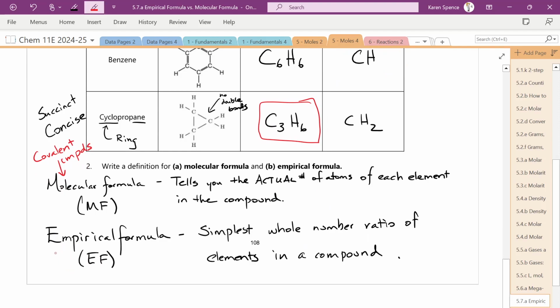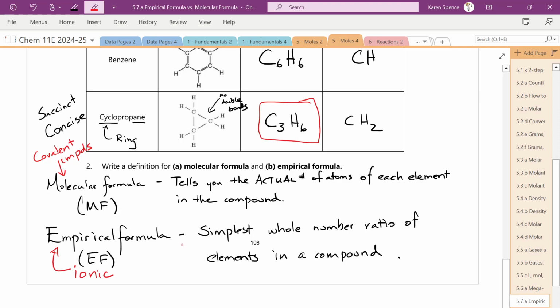The empirical formula is very useful for what kind of compounds? Ionic, because do you ever know exactly how many ions are in a crystal? No, because the crystal could be big, the crystal could be small, it could be anything in between, it could be different now and tomorrow, okay? Now, that does not mean that we do not use empirical formulas for covalent compounds.